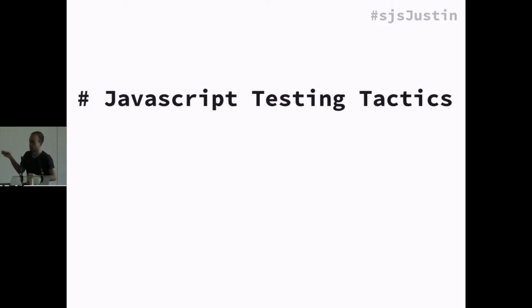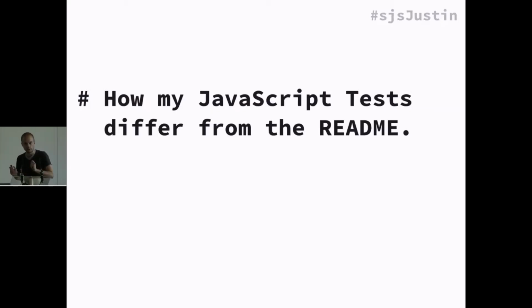Hi everybody. I'm here to talk about JavaScript testing tactics. An alternate title might be how my JavaScript tests differ from the README. It's not stuff that you necessarily see if you just download a framework or read a simple tutorial. This is just based on several years of, in the wild, actually trying to do test-driven development in JavaScript.